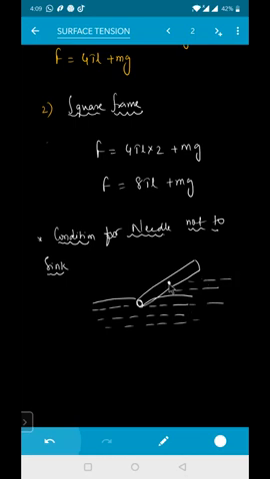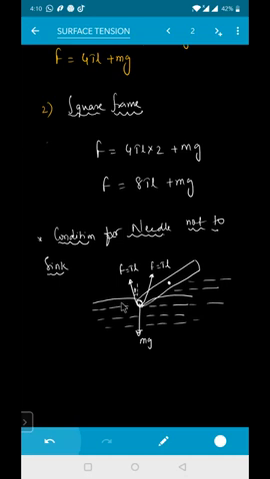When it is floating, the weight of this part of the spherical region acts in the downward direction with mg. This part of the liquid exerts a force F in this direction, and this part also exerts a force F in this direction. Theta is very, very small. Surface tension force F is equal to T into L here, and here also F is equal to T into L. Actually, it is making an angle theta here.